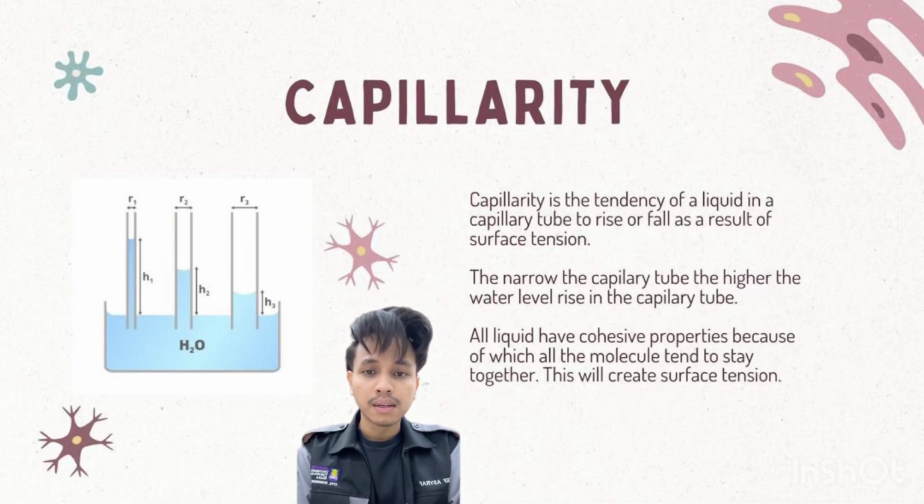Capillary action is the tendency of a liquid in a capillary tube to rise or fall as a result of surface tension. The narrower the capillary tube, the higher the water level rises in the tube. All liquids have cohesive properties, because of which all the molecules tend to stay together. This creates surface tension.